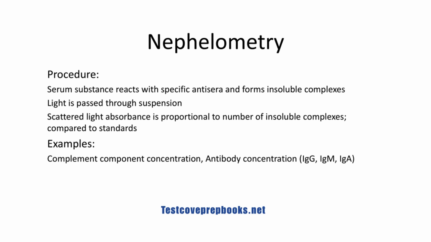Light is then passed through the suspension, and the scattered or reflected light is measured. The amount of scattered light is directly proportional to the number of insoluble complexes present, and results are compared to standards. Nephelometry is commonly used to measure complement component concentrations and antibody levels, including immunoglobulin G, immunoglobulin M, and immunoglobulin A.